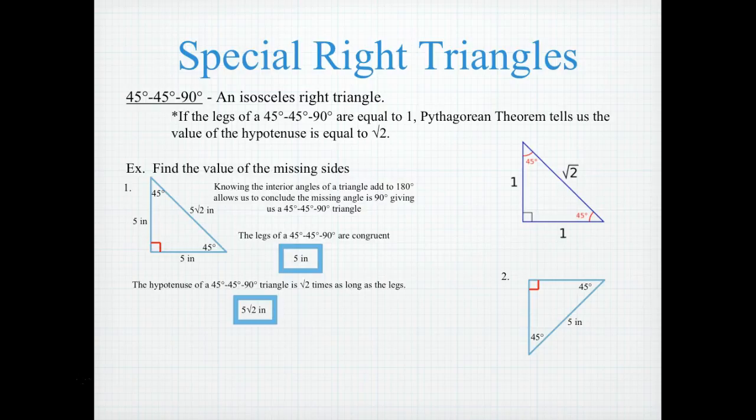In the next example, we're given a 45-45-90 triangle with hypotenuse of 5 inches. To find the length of the congruent legs, we have to divide the hypotenuse by the square root of 2, and then rationalize the denominator. So we take 5 and divide it by the square root of 2, multiply top and bottom by the square root of 2 to rationalize the denominator, and when we multiply straight across, we get an answer of 5 root 2 over 2 inches. So in a 45-45-90 triangle with a hypotenuse equal to 5, its congruent legs would be equal to 5 root 2 over 2 inches.